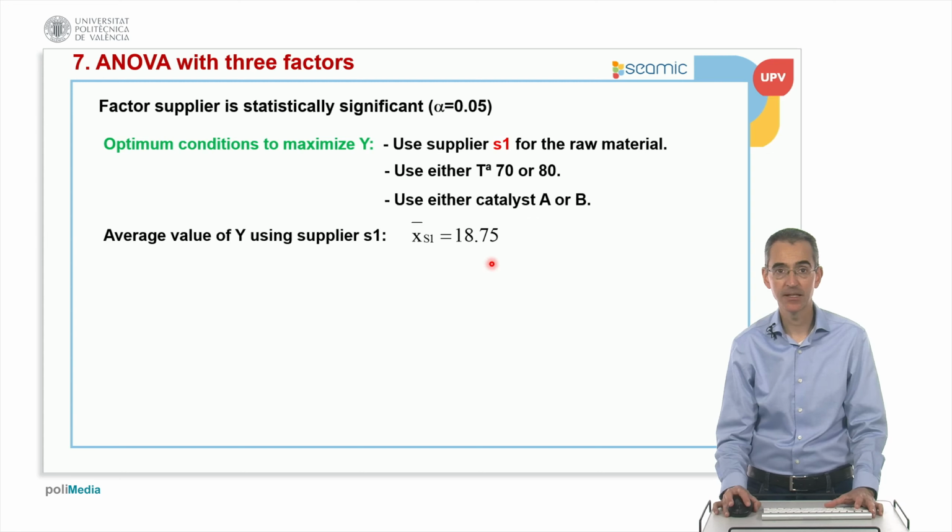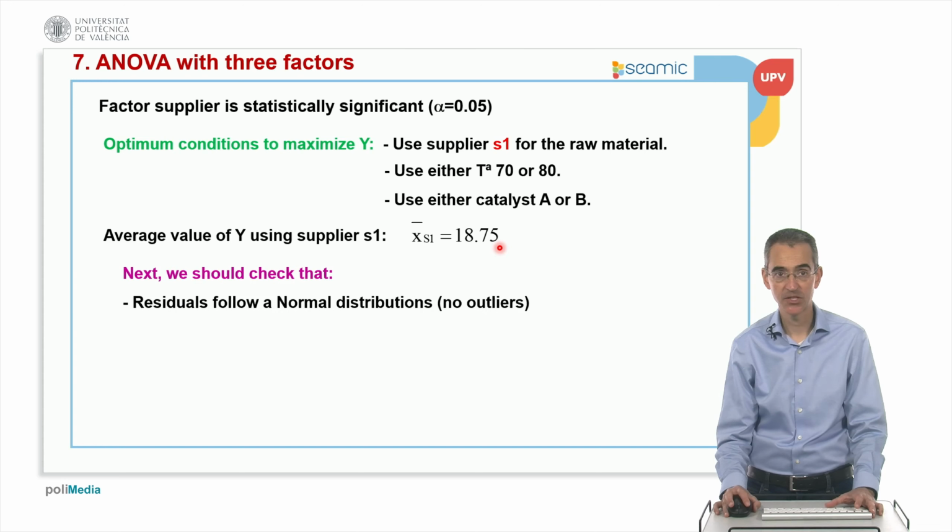Okay, and then this is the average of the 4 values with the first supplier. So if from now on we work with this supplier, this is the best prediction that we can give as optimum operative conditions. Well, next, we should check that residuals follow a normal distribution, which means that we don't have outliers affecting the results. We can check this condition, and actually it turns out to be correct.